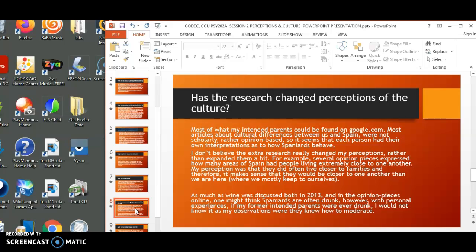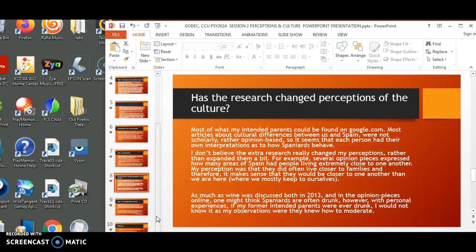For example, several opinion pieces expressed how many areas of Spain had people living extremely close to one another. My perception is that they did often live closer to families, and therefore it made sense that they would want to be closer to one another than what we are here in the United States, where we mostly keep to ourselves, except for places like New York City or Las Vegas or even LA. A lot of places are open in those areas. Like apartments and things like that on top of one another. I don't think I could live with that at all, actually.